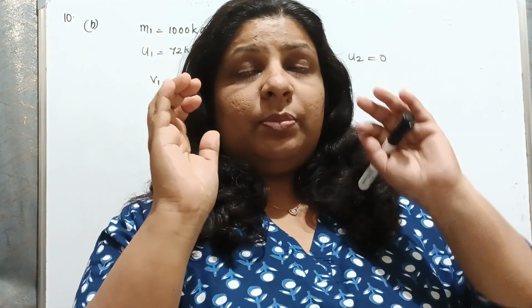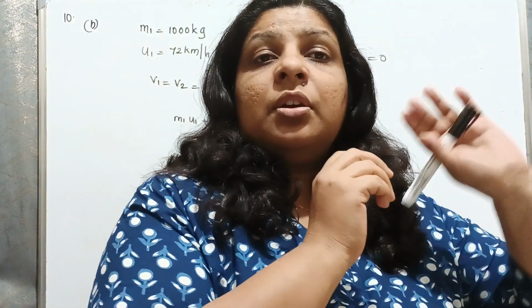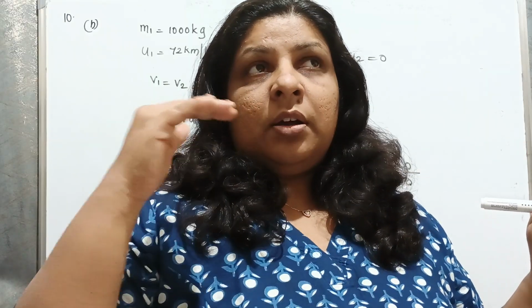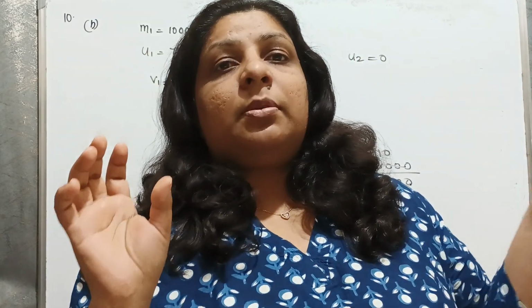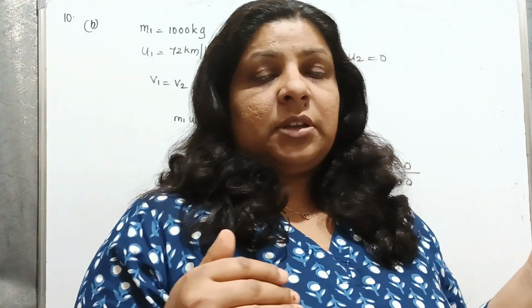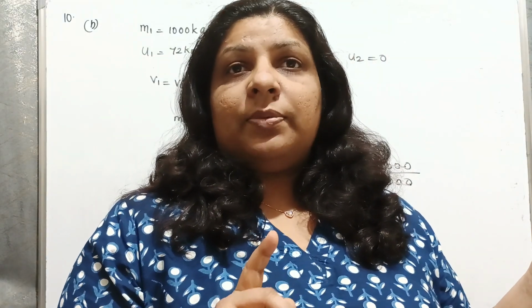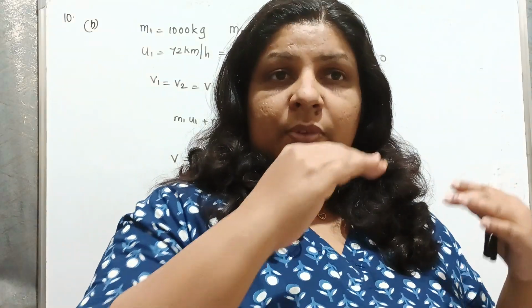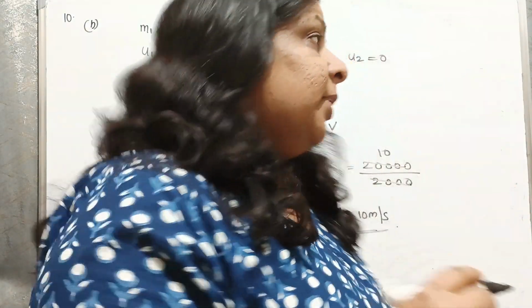Two bodies of mass m1, m2, initial velocities u1, u2, after collision v1 and v2, and we will use the concept of conservation of momentum: m1 u1 plus m2 u2 is equal to m1 v1 plus m2 v2, and conservation of kinetic energy: half m1 u1 square plus half m2 u2 square is equal to half m1 v1 square plus half m2 v2 square. You will use those two equations and reach the final formula for v1.